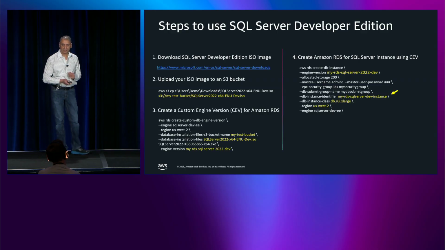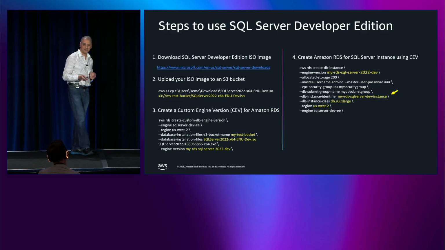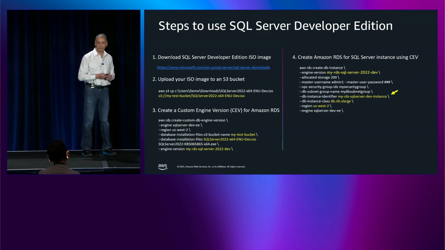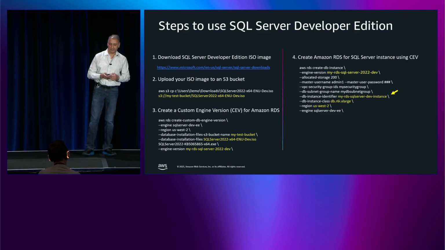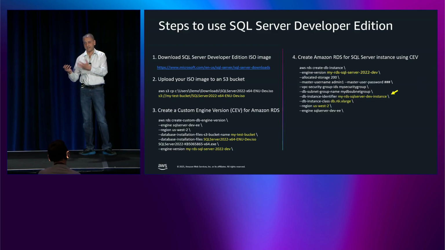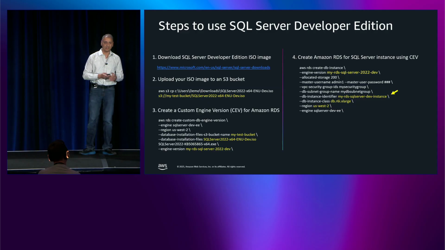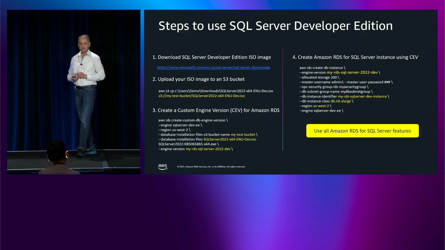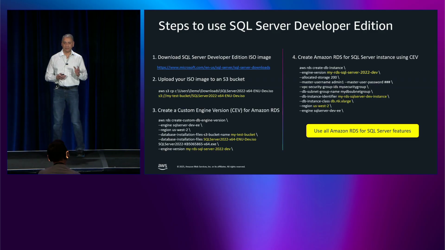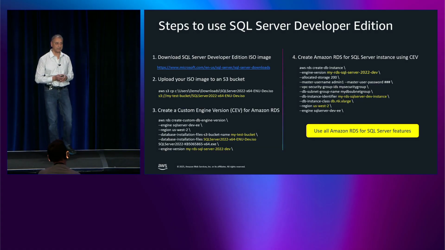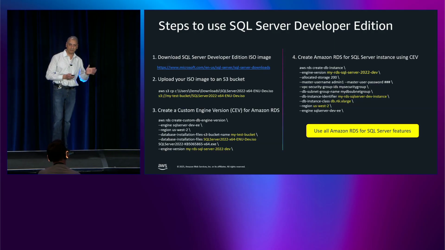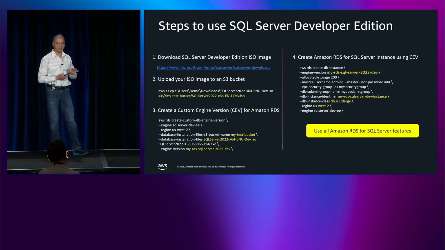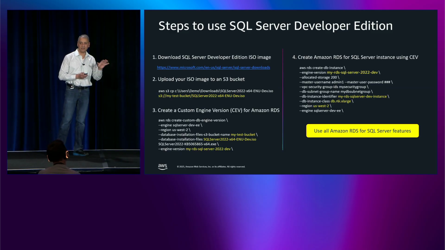And then I specify my instance name and instance properties. For example, which region do I want to create the instance in? And what the configuration of the instance is. Is it a single AZ instance, a multi-AZ configuration? You can specify all those configurations. That's it. Once you do that, you now have an RDS instance for SQL Server. It's using SQL Server Developer Edition. And now all the features that are available in RDS are available to use for your development and test environments.